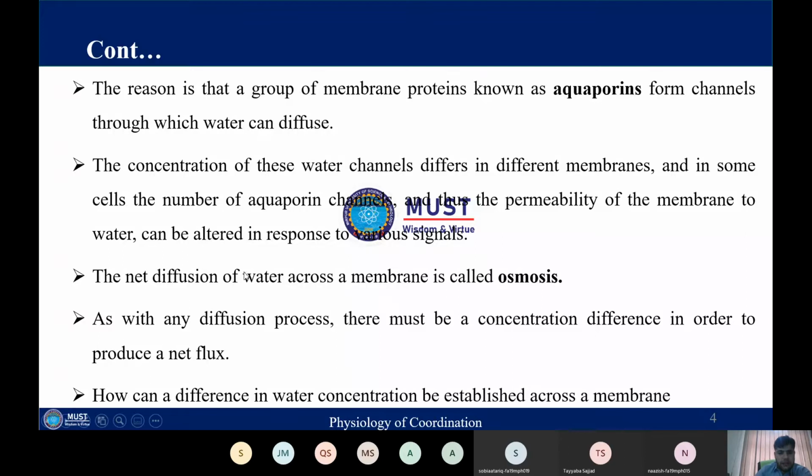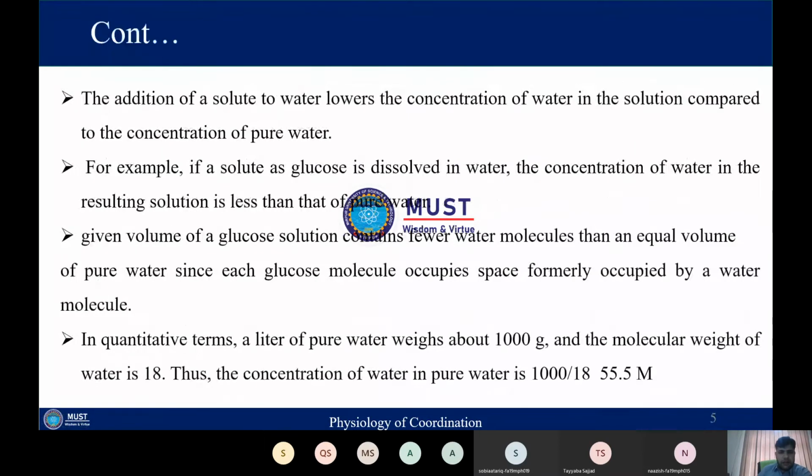So this net diffusion of water across the membrane with the help of these channel proteins, the aquaporins, is called osmosis. And as in diffusion, for the water to move across a membrane there should be a concentration gradient of the water, meaning there should be a difference in the concentration of water on the two sides of the membrane. That's how the net flux will be built and the movement of the water is possible. So how can that difference in concentration of water be established across a membrane?